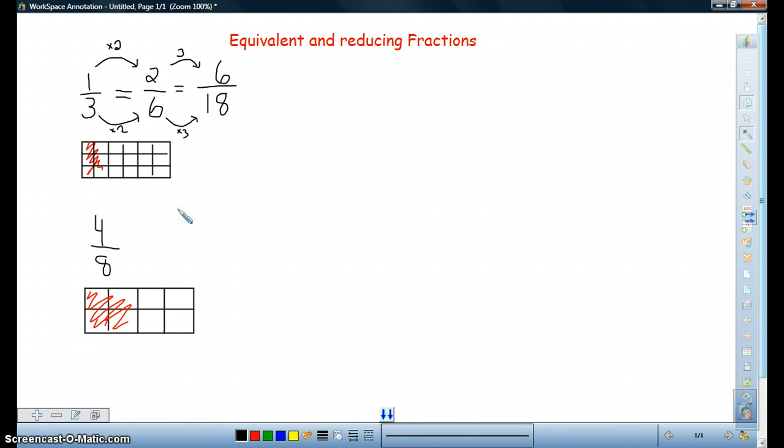You always want your answers in reduced form, so we've got to make it smaller. Now we're not looking at multiples, we're looking at factors. What's a common factor between 4 and 8? Well, the factors of 4 are 1, 2, and 4. The factors of 8 are 1, 2, 4, and 8. So 2 is a common factor, as well as 4.